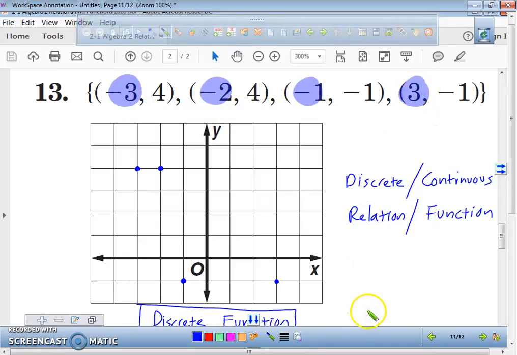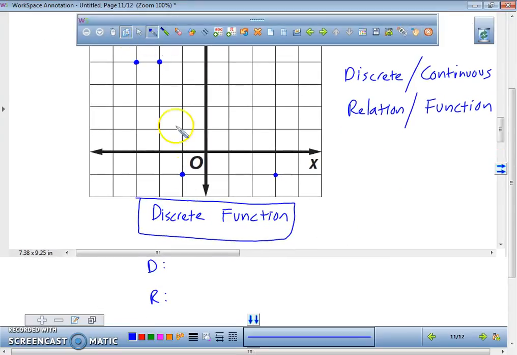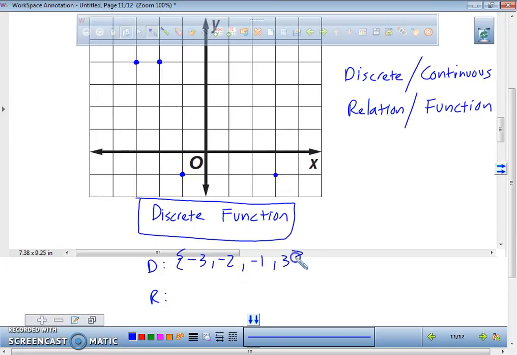All of my x values. So it looks like I have a -3, a -2, a -1, and a 3. So what we're going to do is just transfer this down. My domain, the set of my x values, is -3, -2, -1, and 3. And you close your set, because that's the set of all of your x values.